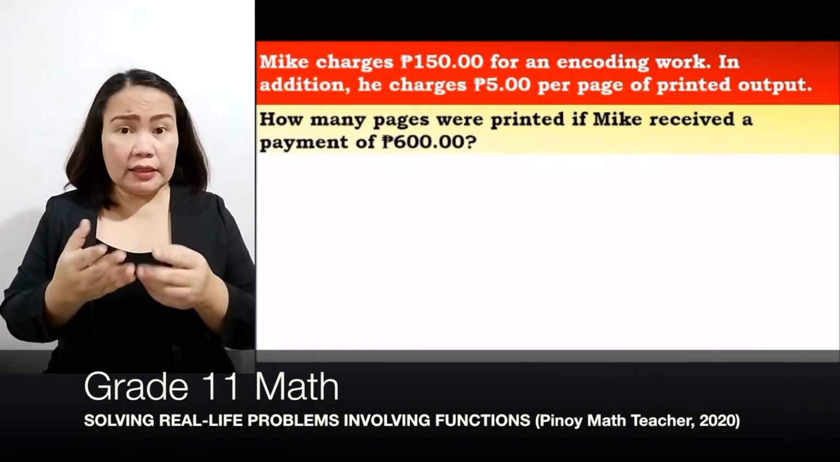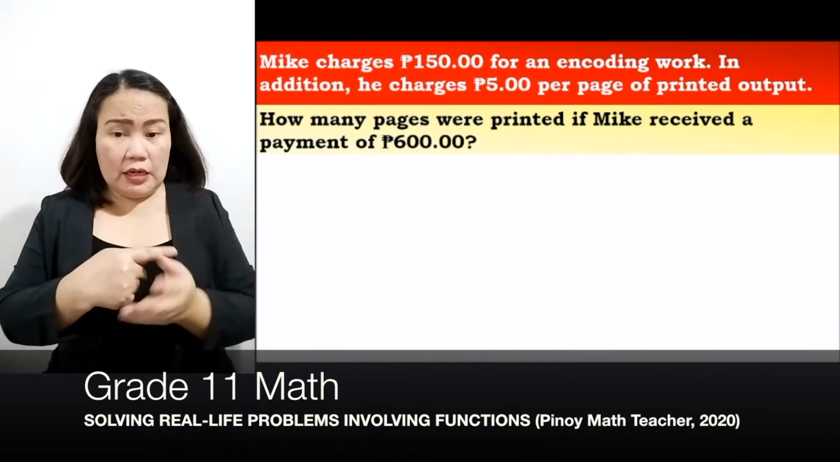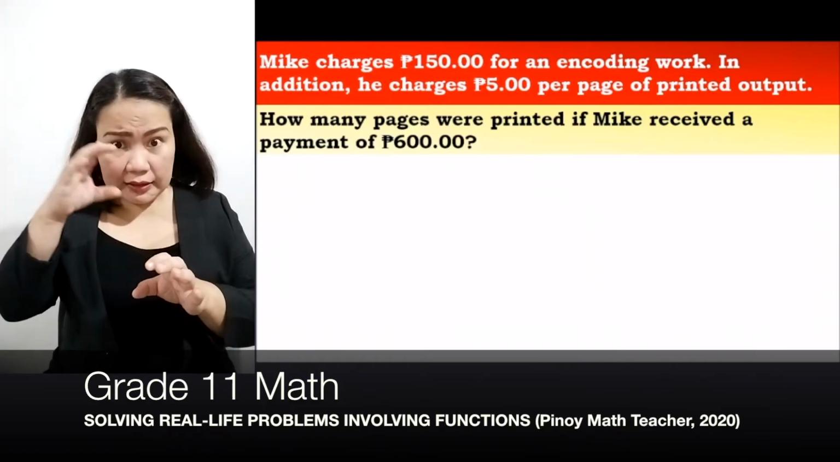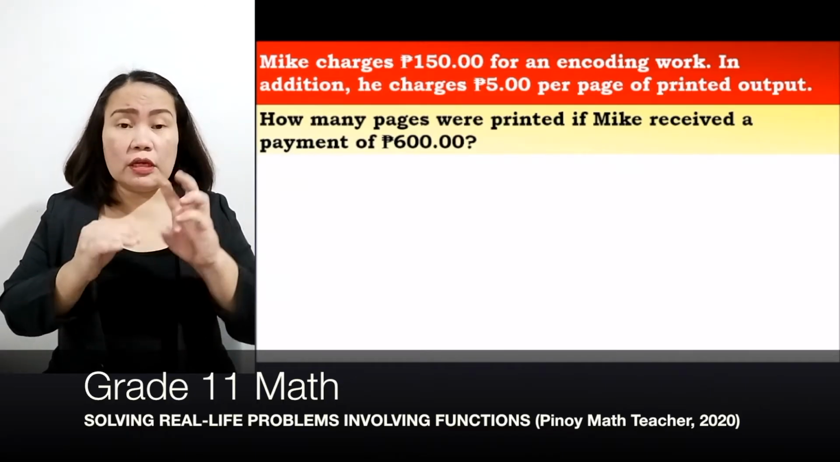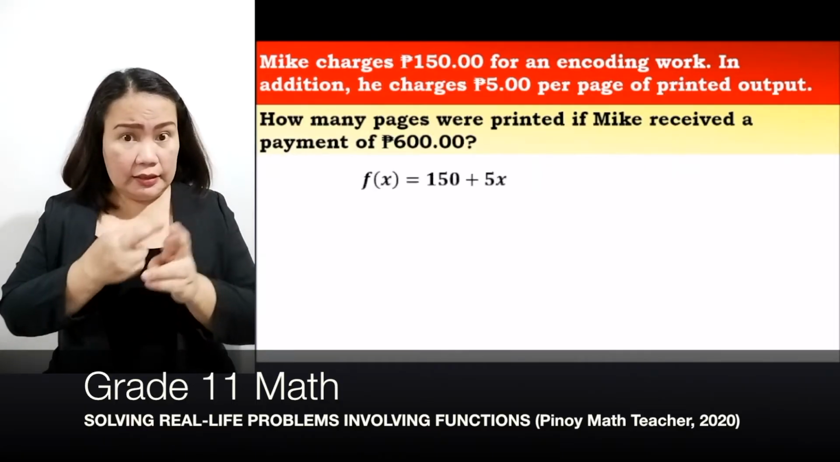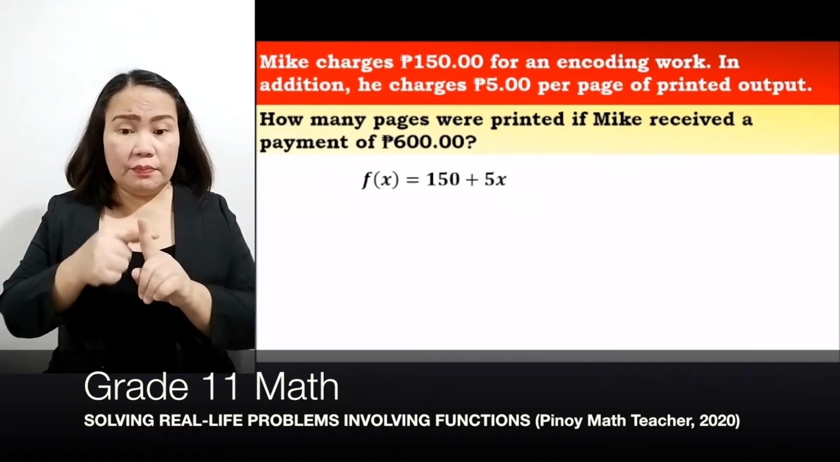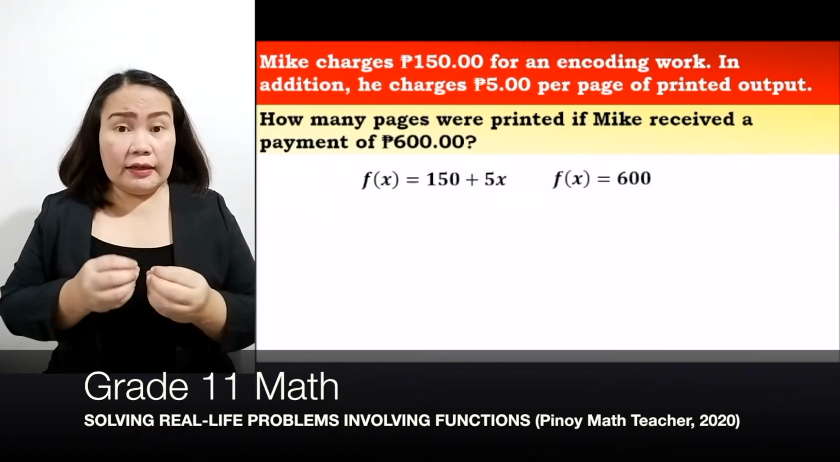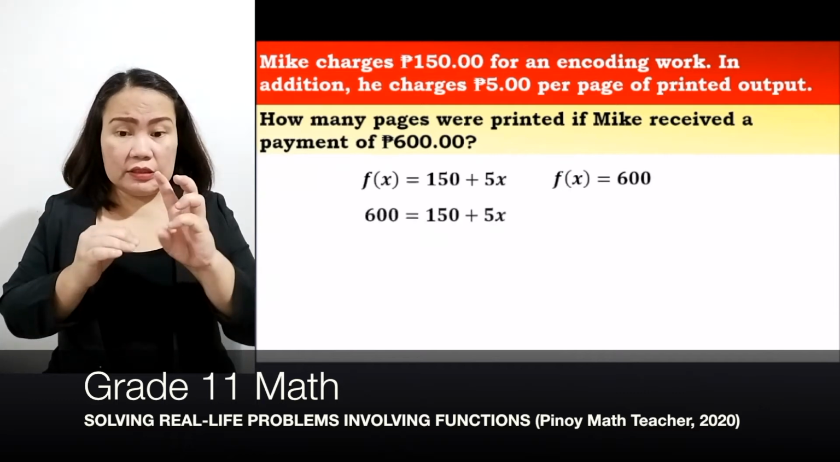How many pages were printed if Mike received a payment of 600 pesos? Ang nawawala naman dito yung x given yung f of x na 600 pesos or yung total amount na kanyang na-receive. So, yung same function, f of x equals 150 plus 5x given ang f of x na 600 pesos. So, palitan natin yung f of x na 600.